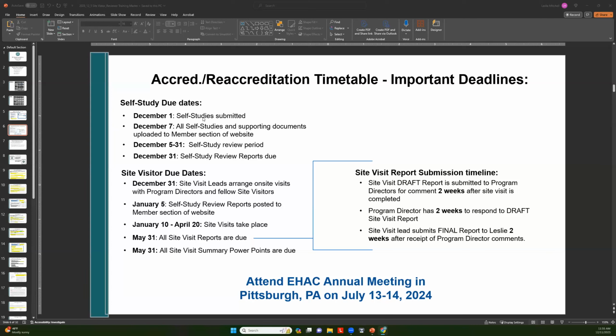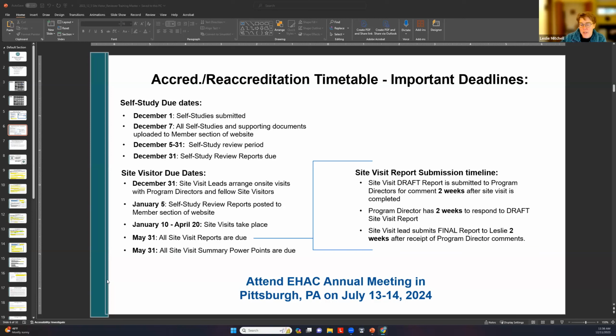And just as far as what happens after the site visit, the lead site visitor will draft a report that's submitted a minimum of 2 weeks after the site visits. And then the program director has 2 weeks to respond to the draft. And then the site visit lead will submit the final report to me 2 weeks after receiving the comments.